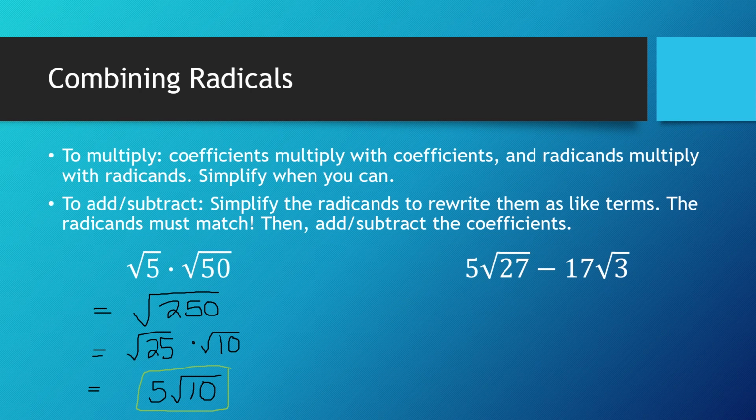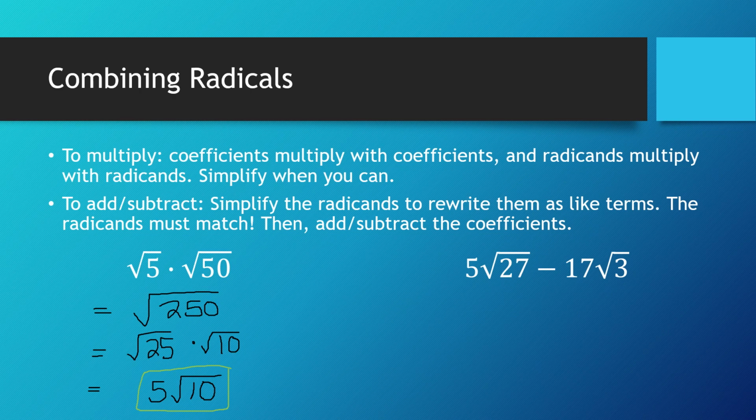When I look at the problem, I see that my radicands do not match. 27 does not match the 3. I need them to match before I can do the actual subtraction that this problem is asking me to do. So what we're going to start with is see which way we want to simplify. The square root of 3 cannot be broken down or simplified in any way, so I know I'm going to be stuck with the square root of 3 in my problem.